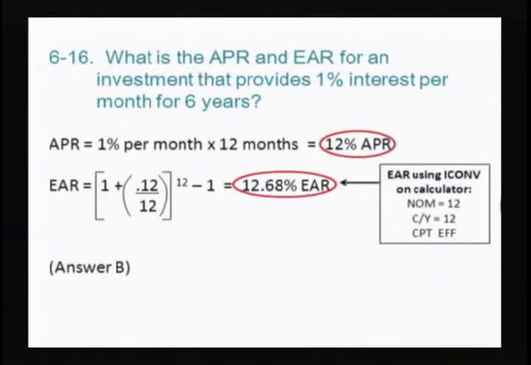As you'll recall, interest conversion on the calculator uses the ICONV function, which is right above the number 2. So second 2 gets you into the interest conversion. NOM is your APR, so you put in 12 and enter it, and then go up to the compounds per year, which is 12, and compute the effective rate.